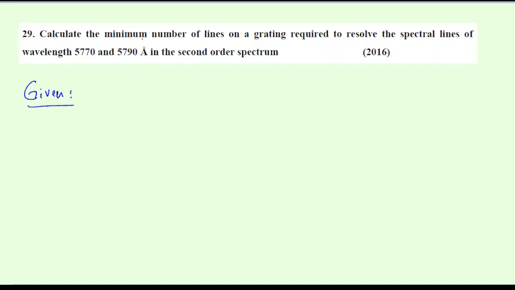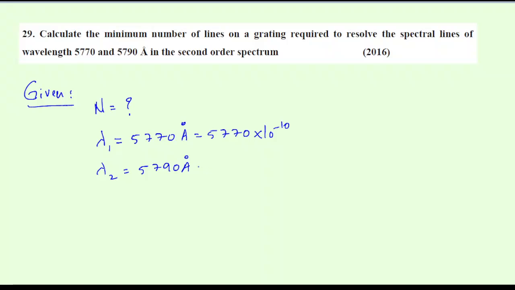What is given? Calculate the minimum number of lines. What are we supposed to find out? Number of lines that are there in the grating, right? Capital N. Required to resolve the spectral lines of wavelength. One of the wavelengths is 5770 angstroms, which is 5770 into 10 to the minus 10. Another wavelength is 5790 angstrom, which is 5790 into 10 to the power of minus 10 meters. Then it is given second order, that is n is equal to 2.